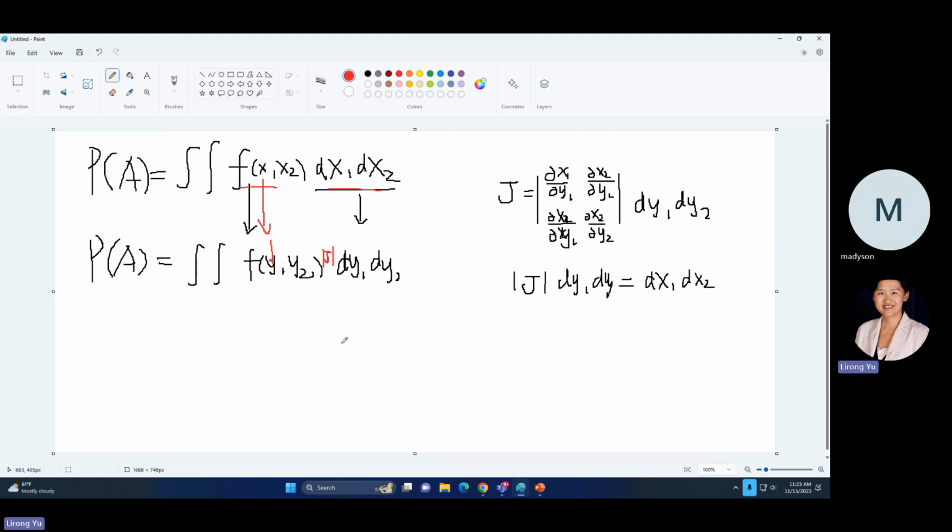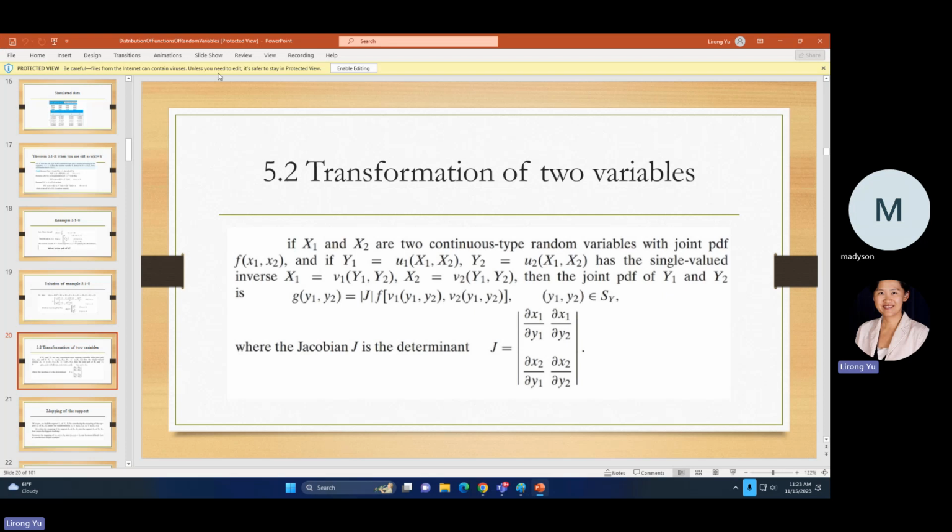I don't know if you remember in Calc 2, if you're changing from dx dy, which is rectangular coordinates, to dr d theta, which is polar coordinates, you have to multiply by r, right? r dr d theta. That r is the determinant of the Jacobian matrix. That is something we can relate to, and it explains why we have to multiply something extra to the density function replaced by the variable substitution. Right? Just trying to explain the reasoning why the method is that way.